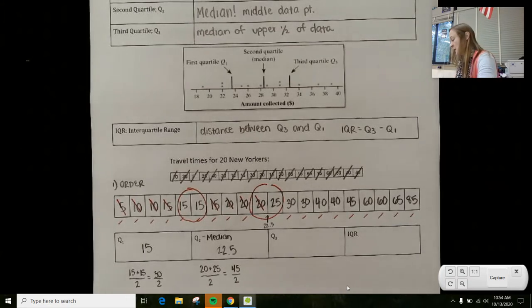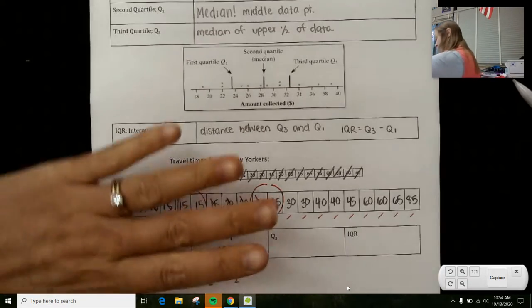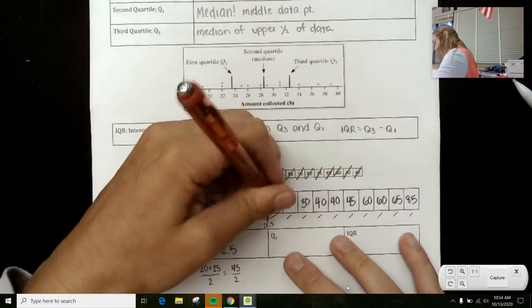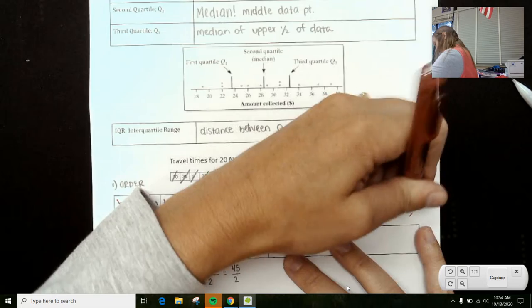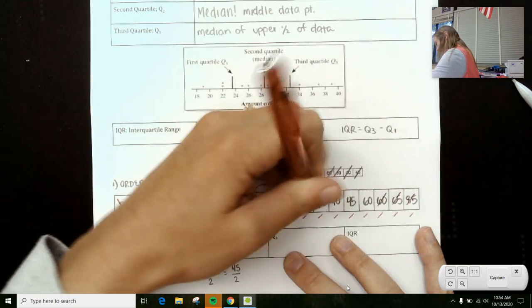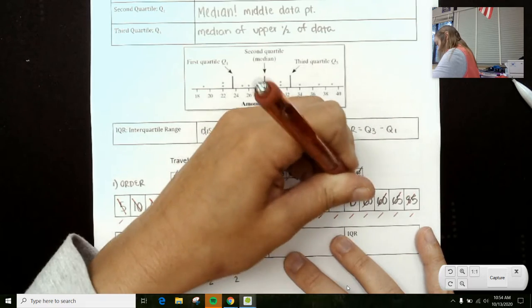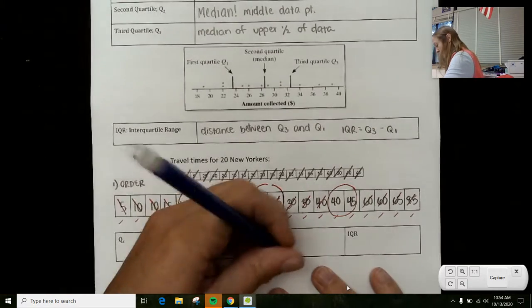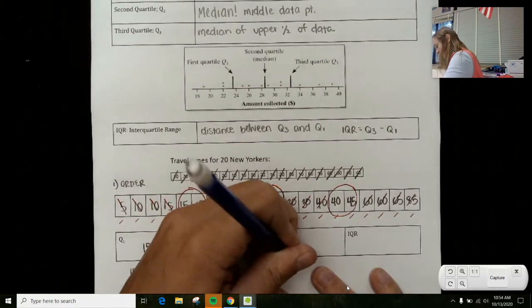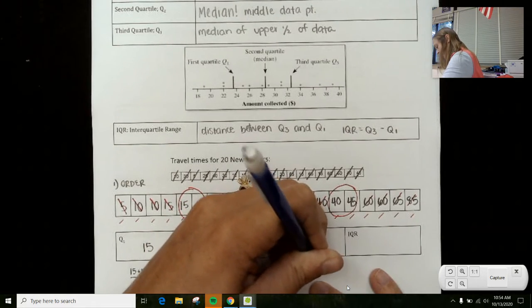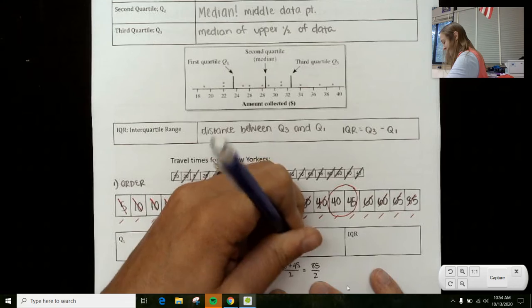So now I'm going to pretend that side of the data didn't exist, and I'm going to cross off on the other side. So I've got 1, 1, 2, 2, 3, 3, 4, 4, and this is where my Q3 is going to be. So that's between 40 and 45. So I have 40 plus 45 over 2, which is 85 over 2, and that one's going to be 42.5.